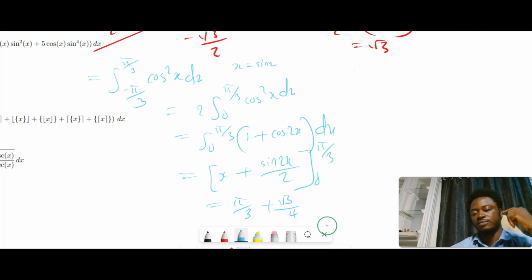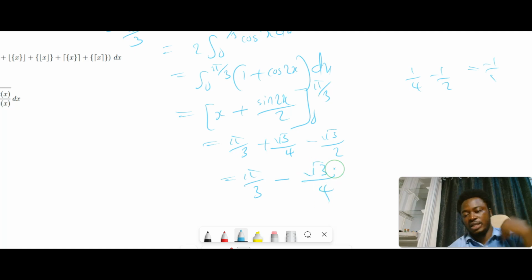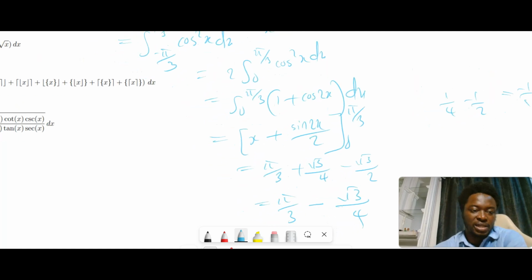Then we're going to subtract it from square root of 3 over 2. So 1/4 minus half is negative 1/4. So this is going to be pi over 3 minus square root of 3 over 4. So I believe that should be the correct answer.